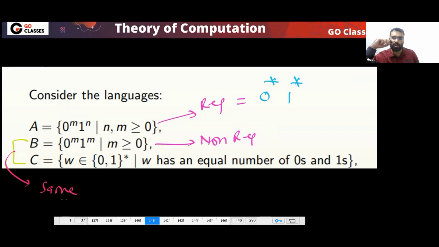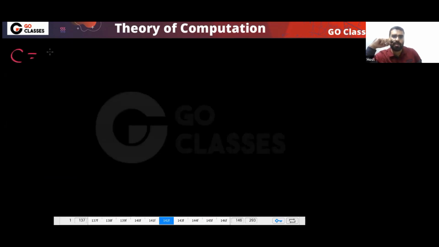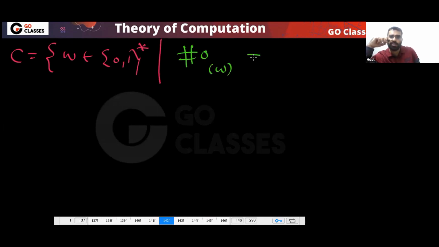Equal number of 0s, equal number of 1s. Are they same? No, not same. They are different, because here you can have zeros and ones in any order. So remember, this language is your W, where W belongs to {0,1}*, and we are saying that the number of zeros in W is equal to the number of ones in W.